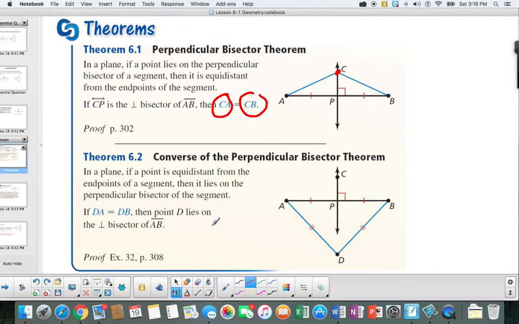The converse is also true. If you find that a point is equidistant, like this one, equidistant to A and equidistant to B, then that point D must lie on the perpendicular bisector. So that perpendicular bisector will include the letter D.